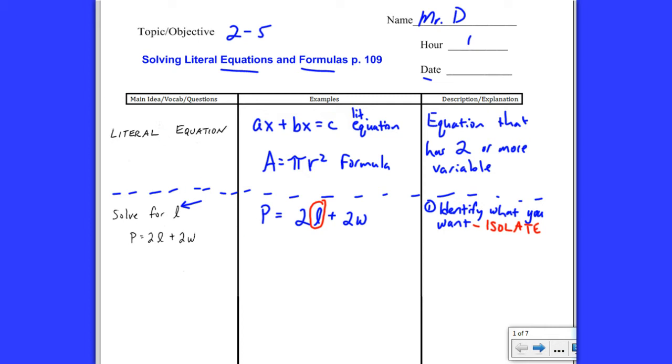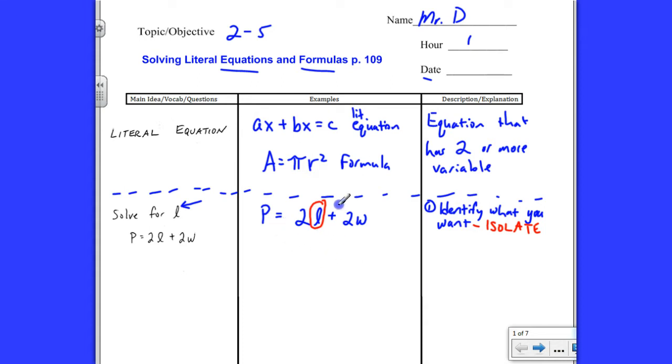Now, to do that, we have to follow all of the rules of solving an equation that we've been working on. We're going to be doing the exact same things, but this time it's just going to be some letters, and it's going to look weird because we're not going to have L equals a number. We're going to have L equals a crazy looking formula for us.